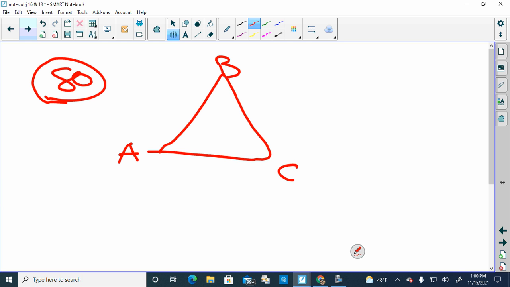It says the measure of angle A is 13. The measure of angle C is 21. They want you to calculate the measure of angle B. So what would I do? Add the two together and subtract from 180.